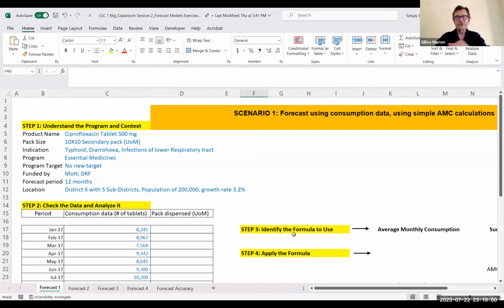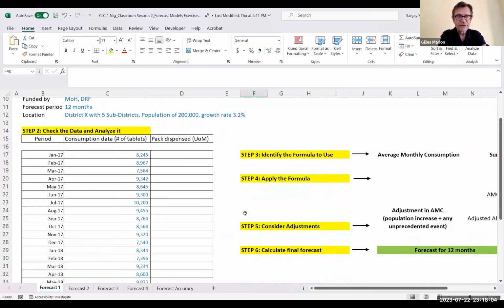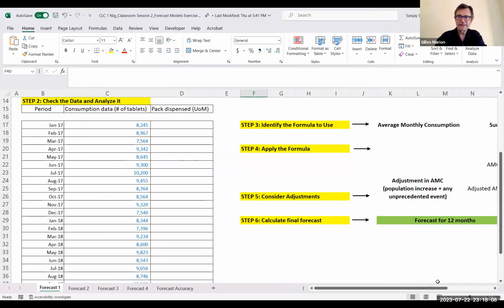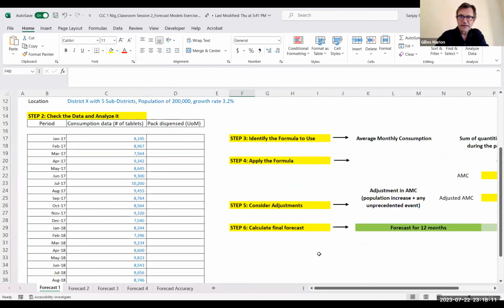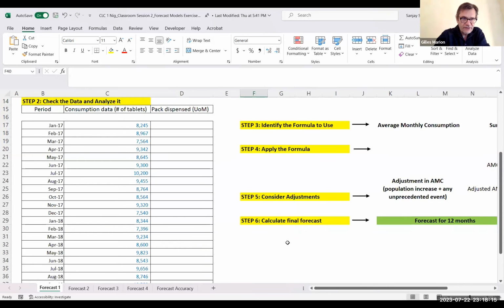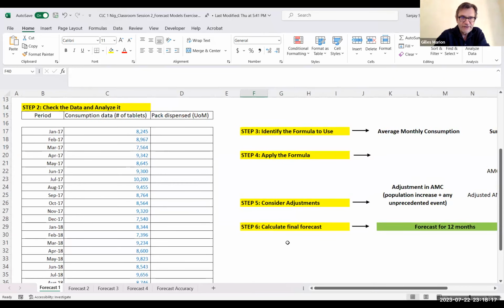So here you have the tool, the forecast one, which is here. You have access to this Excel chart. We can look at it. You put all the data you have here.